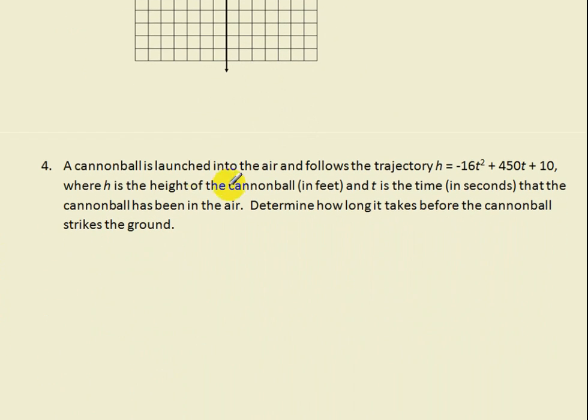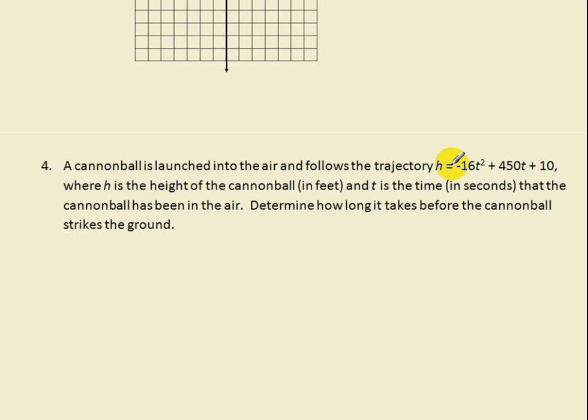Okay, and then number 4. A cannonball is launched into the air and follows the trajectory, h equals negative 16t squared plus 450t plus 10. And we've seen something like this before with a tennis ball, for example. And the question now is, determine how long it takes before the cannonball strikes the ground.